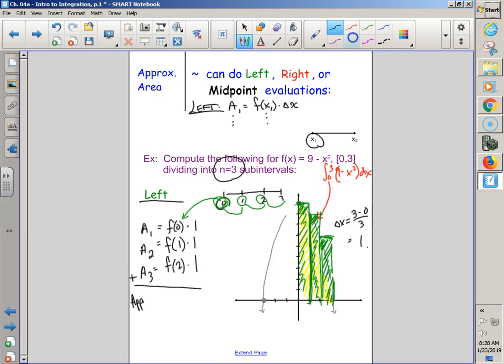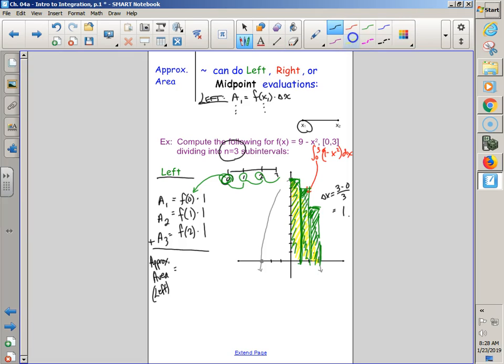I can say my approximate area from the left, or the left-hand Riemann sum, is going to equal. And this is where, if you are allowed to use a calculator, you can save some time. Because we could say, wait a minute, it's just going to be f of 0 times 1 plus f of 1 times 1 plus f of 2 times 1. So even though I like delineating each of them, the first rectangle, second rectangle, third rectangle, ultimately you can write it a whole lot faster.